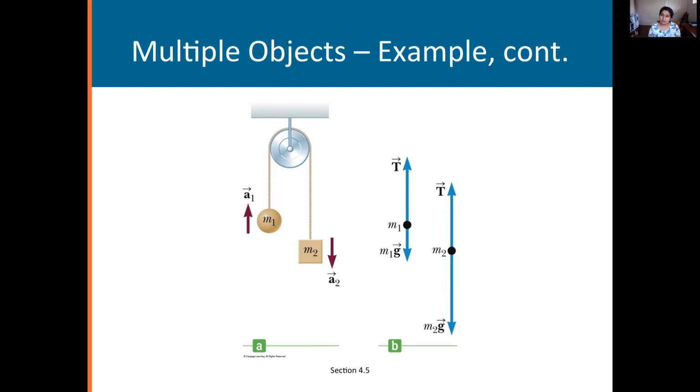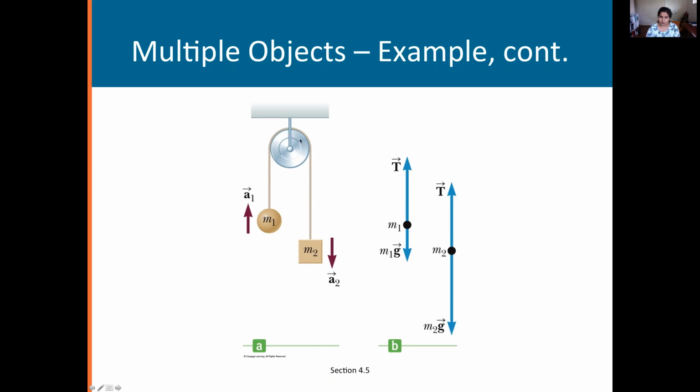object. So far we've been considering just one object, making its free body diagram, then applying Newton's second law using the net force to find the acceleration. But if you have more than one object like this, this is called an Atwood machine, and you'll be doing experiments using this. It's a very simple machine.